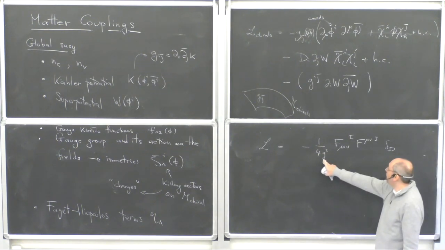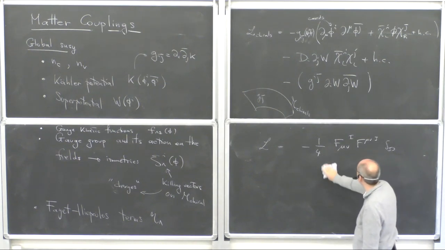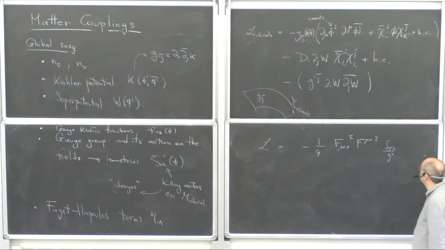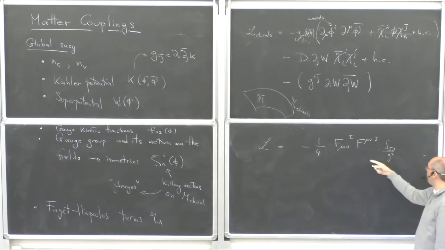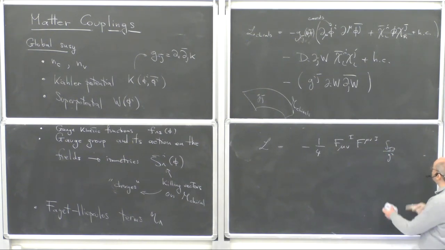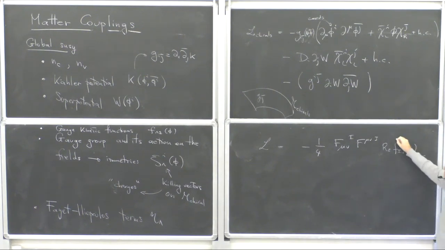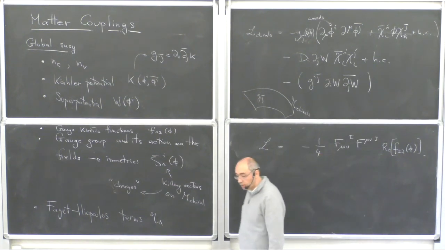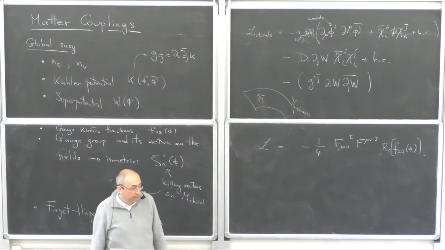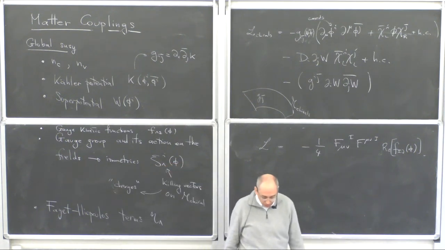Then I can promote this coupling constant. Actually, in principle I could have a different coupling constant for each group factor. But let's say I can improve this to a matrix, and generically, since this has to be real, it will be the real part of a holomorphic function here, which may depend on the scalar fields. This also gives non-minimal couplings between the vectors and the scalars, and this also can appear in your generic global supersymmetric theory.